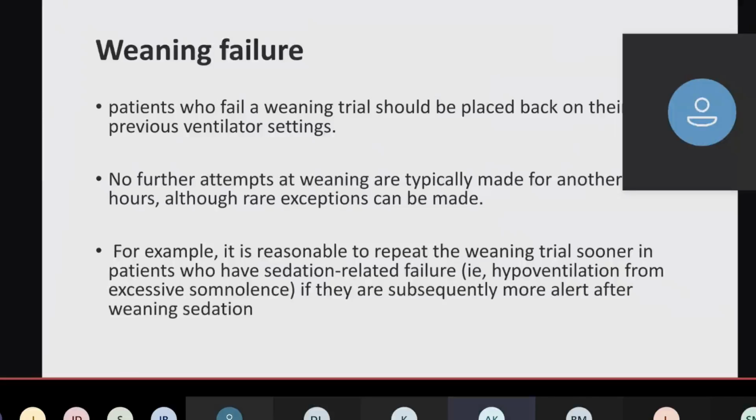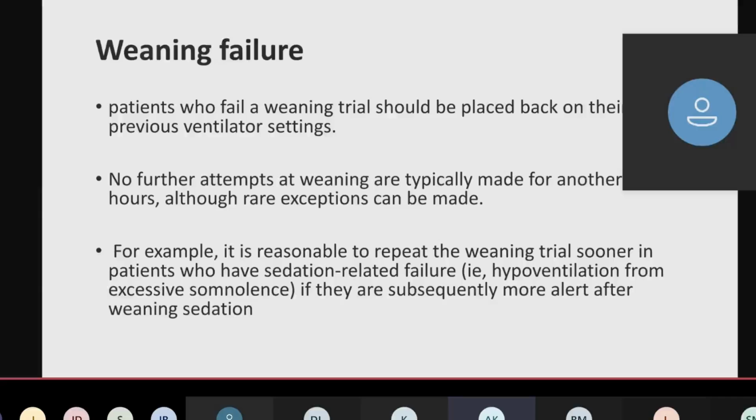And coming to weaning failure, as I told you, whenever the patient fails the initial breathing trial, he should be put back on the previous ventilatory settings. At least for some time, you should not try to wean these patients. Give some proper rest, ideally 4 to 5 hours, and then you can start the weaning again. But again, as I said, it is not hard and fast rules.